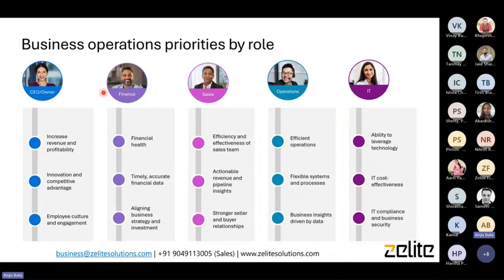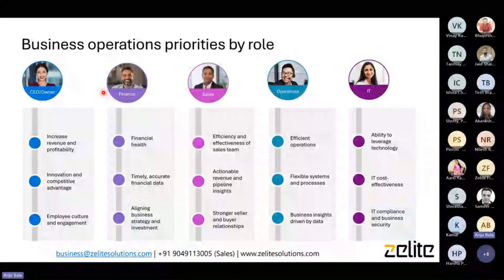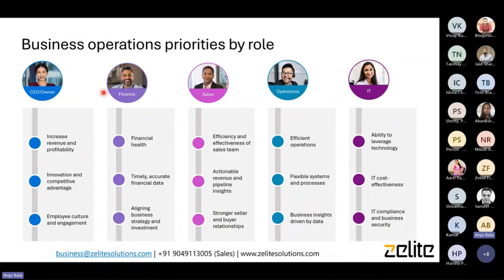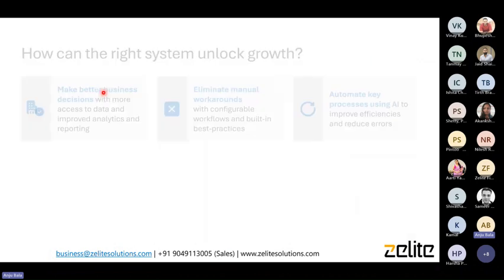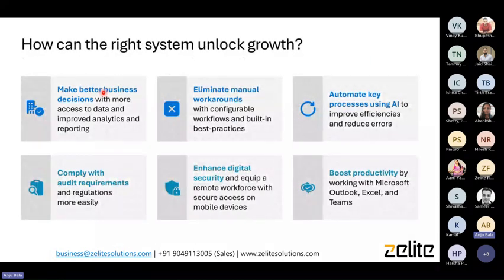Similarly, we do have the sales role, operations role, and the IT role. When we understand, by specific role, what the business operations priorities are, then we will be able to understand which is the right application or system for me, which will help you unlock the growth of an organization in terms of performance, in terms of the satisfaction of employees and customers, plus your revenue as well as expenditure, and how exactly we are dividing it.